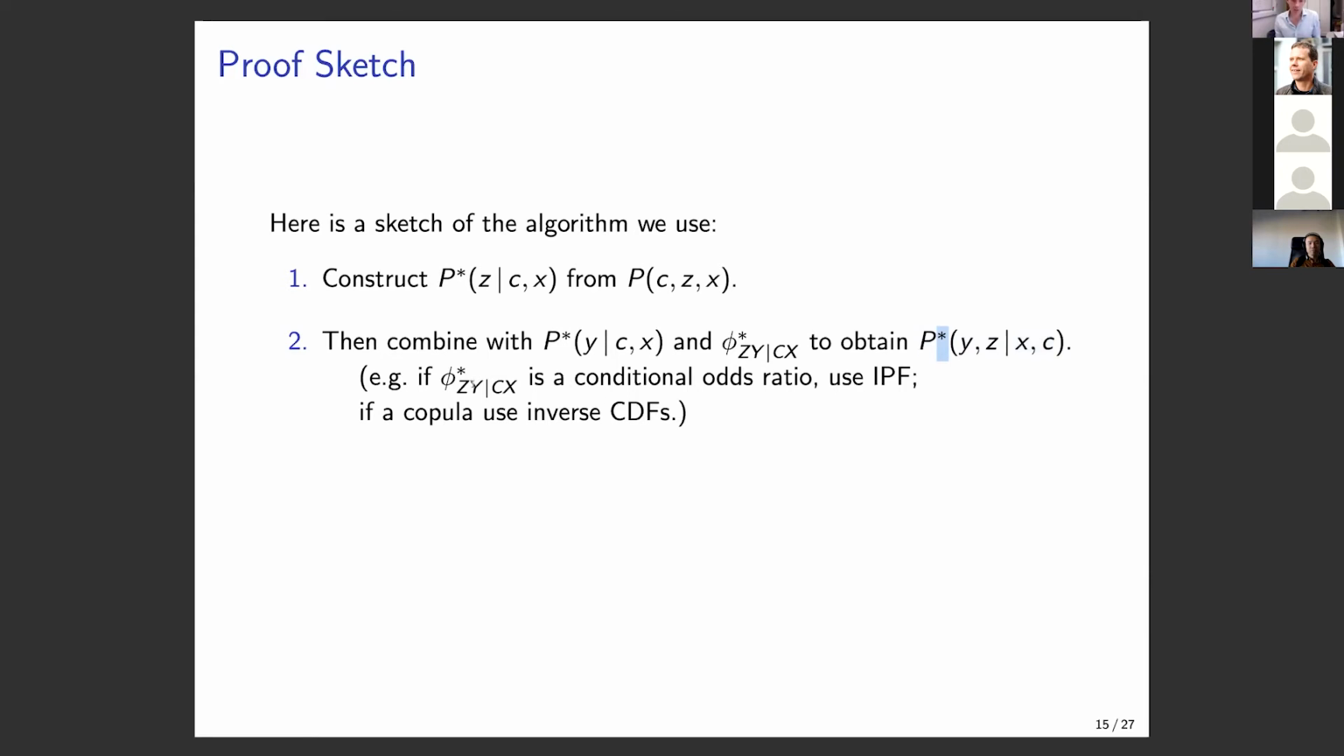In the case where this is a conditional odds ratio, you just use iterative proportional fitting to get your margins to be what you want them to be. If it's a copula, then you can use the inverse CDFs of these to scale the distribution to be what you want.